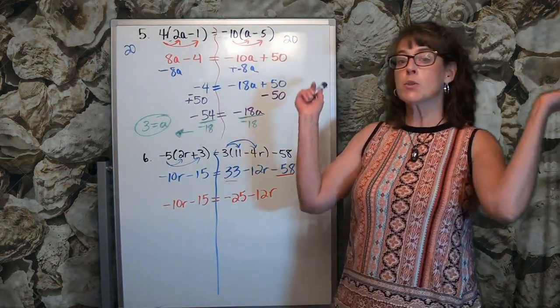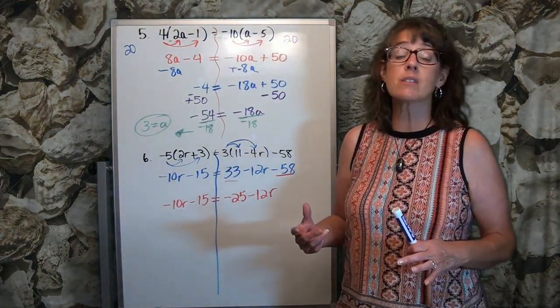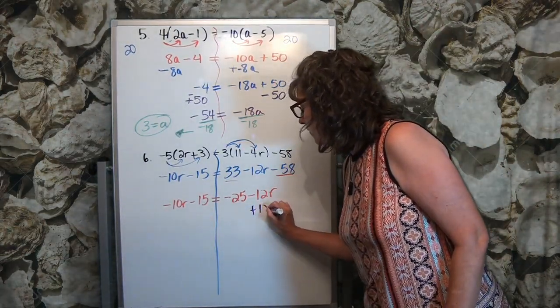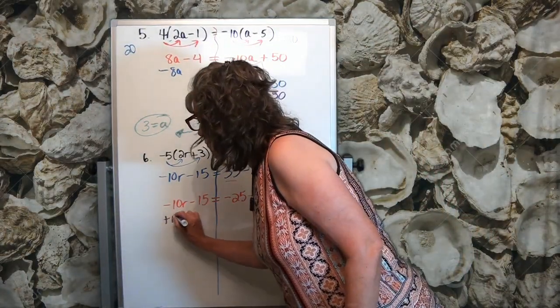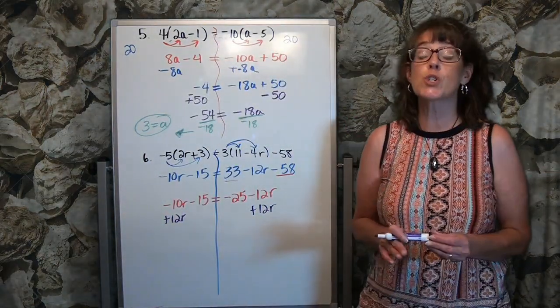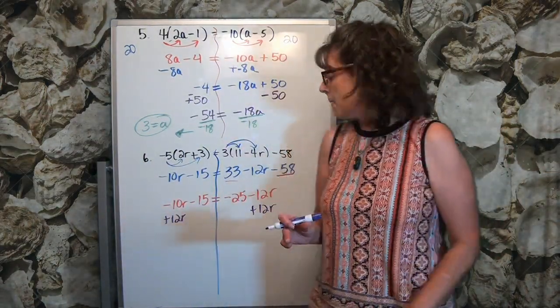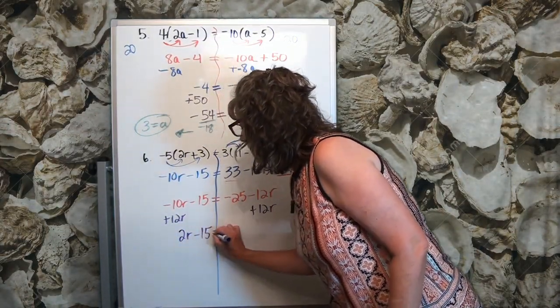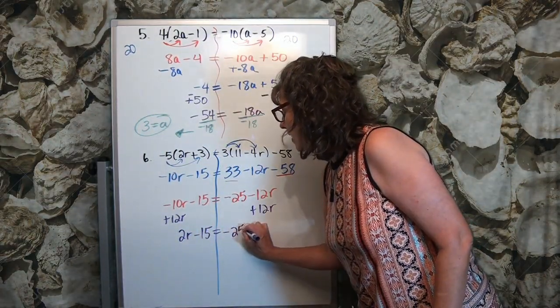So throw all your variables on one side, and we've discussed before, it does not matter which side you toss them on. So let's just go ahead and add that 12, and I've proven to you before that if you would have added the 10 to both sides, we're still going to get to the same spot. So if I add that 12r, I get a 2r minus 15. And on this side, I get a negative 25.